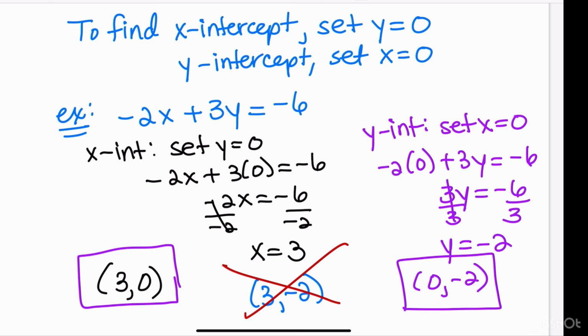And one of the things that you do not want to do is write your final answer as the point 3, negative 2. This is a big no. Don't do that because they're two separate points.